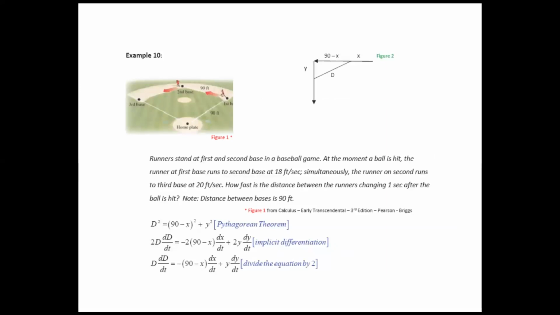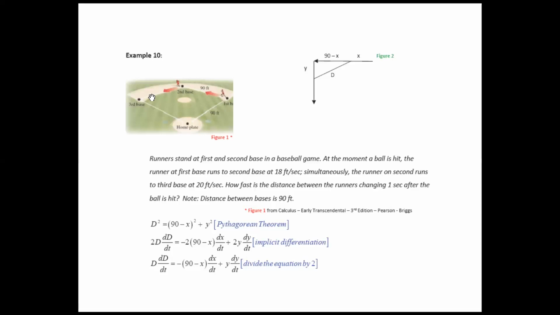And now we come to example 10, which is the last exercise we're going to look at. What we have here, for those of you that are familiar with baseball, is a picture, courtesy of another book, that we've lifted, of a baseball diamond. And we have a runner on first base. We have a runner on second base. The distance between bases is 90 feet. We have a batter, not shown here. The batter hits the ball, and the runners start running. One from first starts running towards second, and then one from second runs towards third.